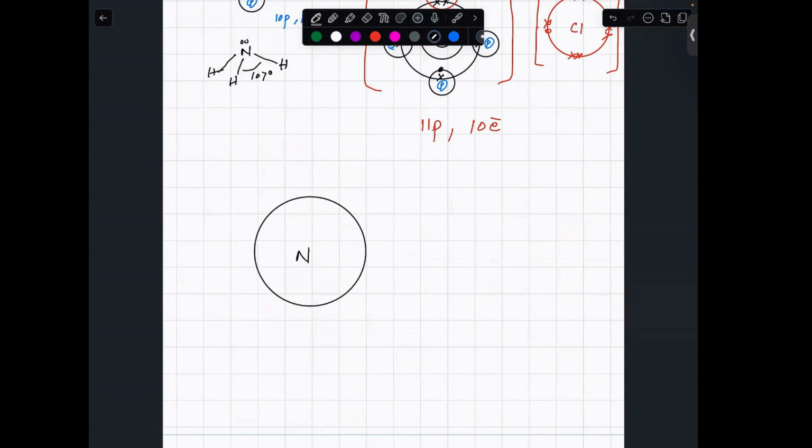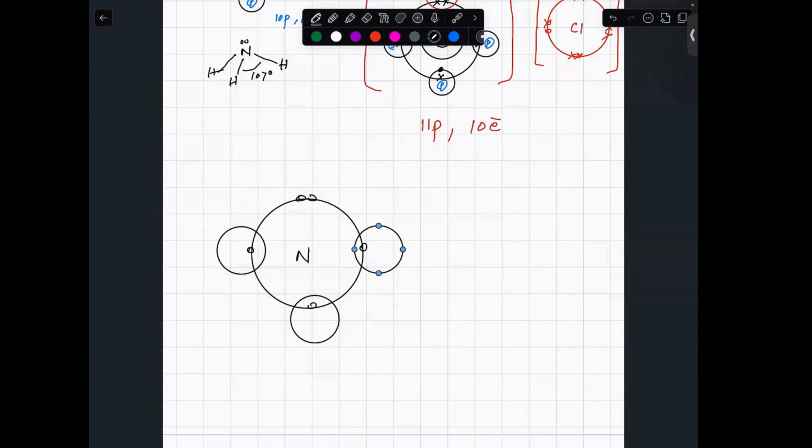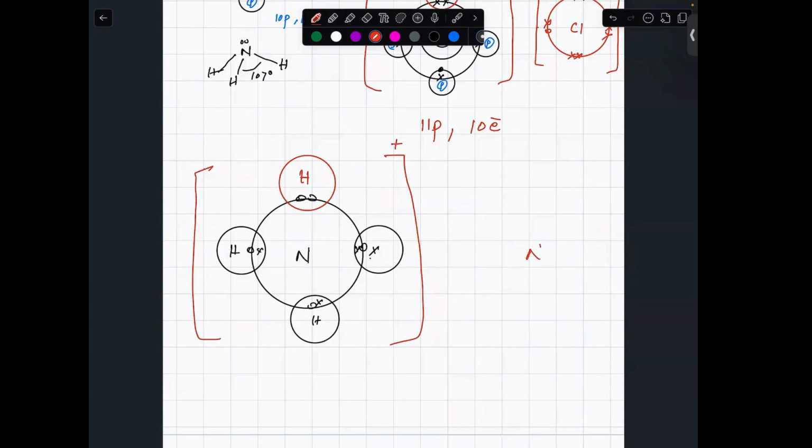Nitrogen of group 5, hydrogen, hydrogen, hydrogen. This is trigonal pyramidal. And this is H plus having no electron. So it becomes ammonium. It's like this.